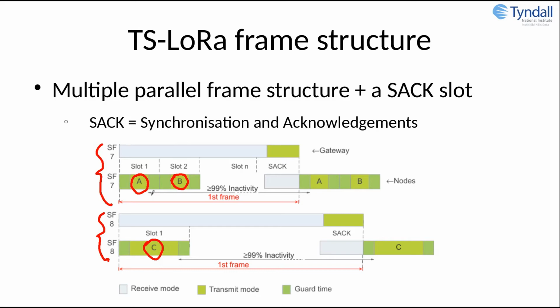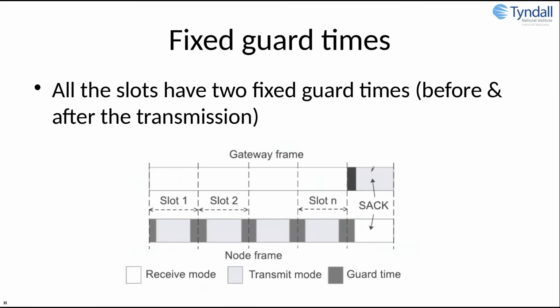At the end of the frame, we have a downlink slot for synchronization and acknowledgements that is called SAC, as you can see here. Each spreading factor frame has its own SAC slot. A spreading factor frame has a minimum length as it is dictated by the duty cycle regulations. And finally, GuardTimes are added in between successive transmissions, here for example, or here, so that they tolerate slight desynchronizations.